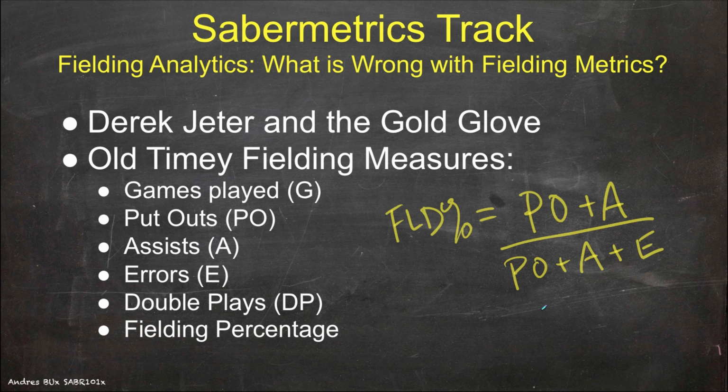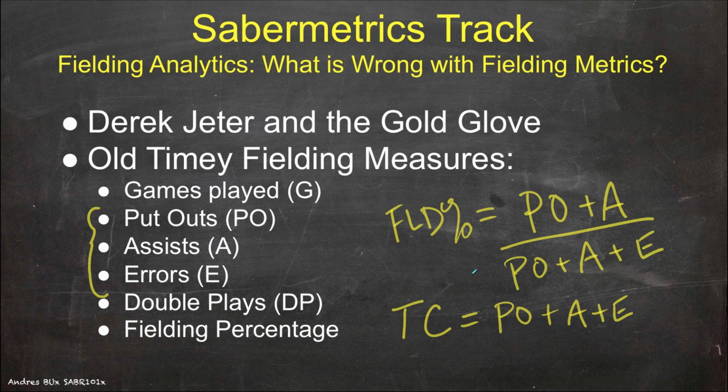So this is a pretty simple formula. Traditional metrics are used here in this formula. One other thing to note is a very common term in fielding analytics is called total chances, abbreviated TC. And total chances is just defined as putouts plus assists plus errors.